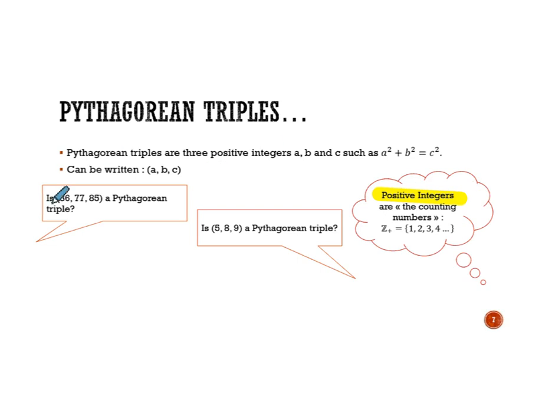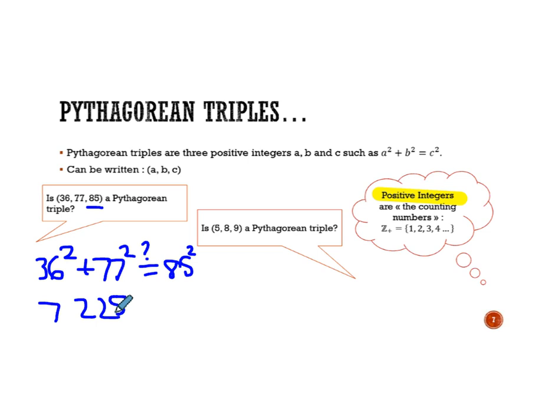So let's check if 36, 77, and 85 is a Pythagorean triple. First we're going to identify the longest side, which is the 85. So we have to check if 36 squared plus 77 squared is equal to 85 squared. Take your calculator, check 36 squared plus 77 squared, you should get 7,225. Is this equal to 85 squared, which is 7,225?